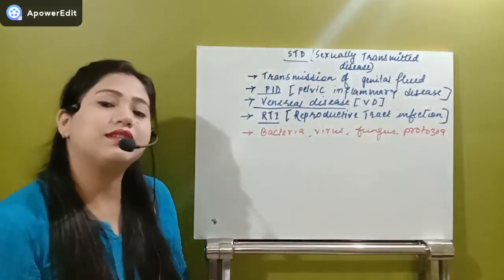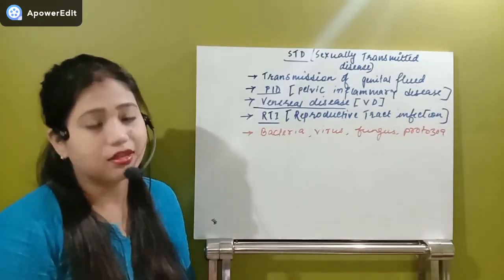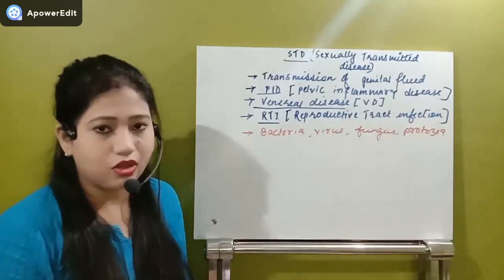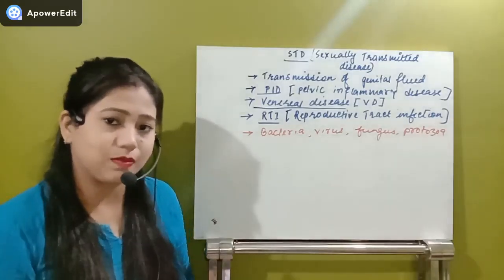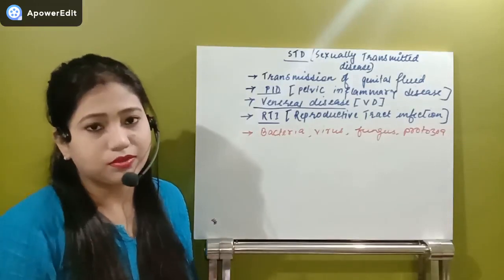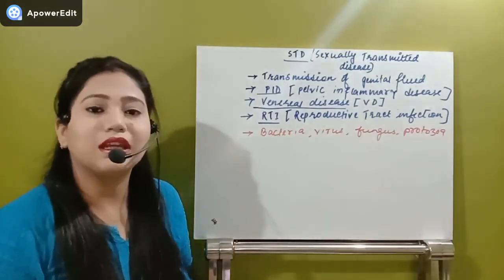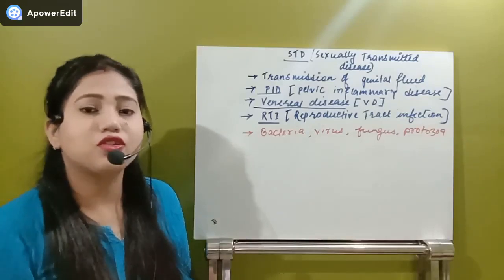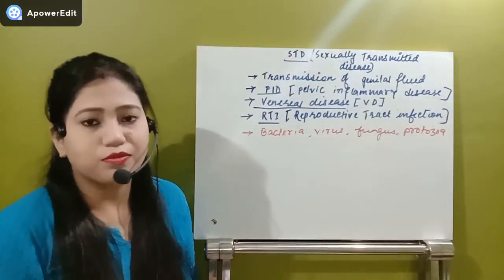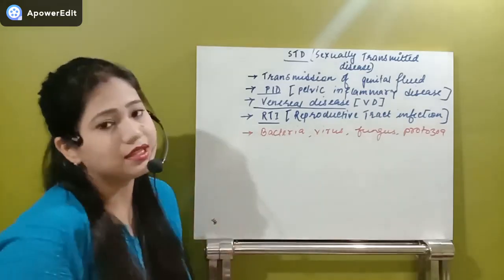Now, how many diseases can be treated? Is it possible that we can treat the diseases? Yes, we can treat the diseases. But prevention is better than cure. So the most important thing is how to prevent it. For the prevention of STDs, we should use different methods of contraception. The most important method to avoid this type of disease is different types of barriers. Those barriers include male condoms, and in case of females, female condoms are also available. So normally the barrier method is the most effective against STDs.